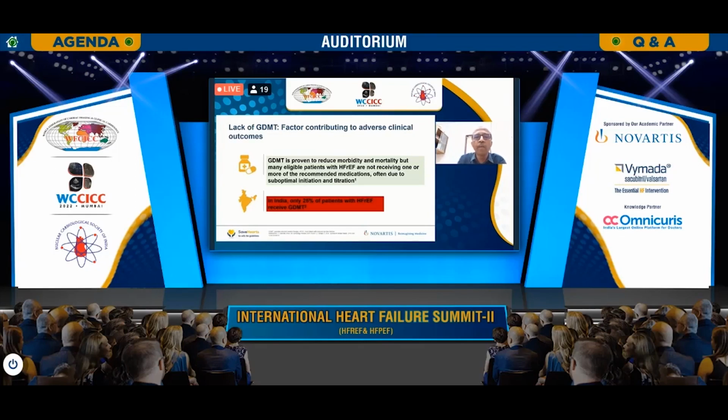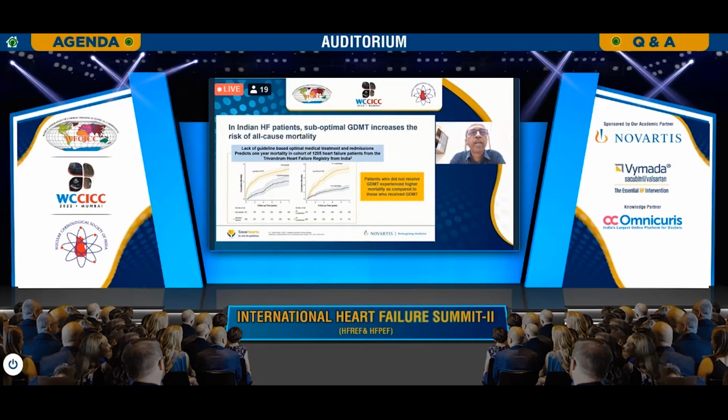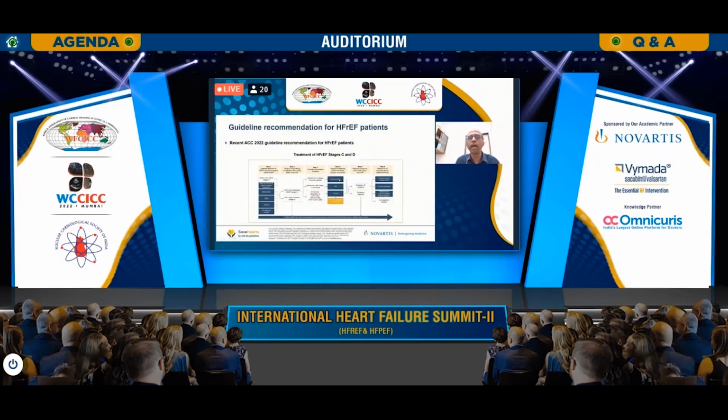In India, only 25% of HFrEF patients receive guideline-directed therapy. In Indian heart failure patients, the Kerala registry has shown us that suboptimal treatment carries higher mortality than GDMT, and if the patient has more than one readmission, it carries higher mortality. So the more the hospitalizations, the more the mortality; the less the guideline-directed therapy, the higher the mortality.